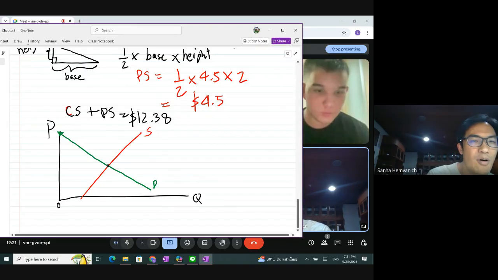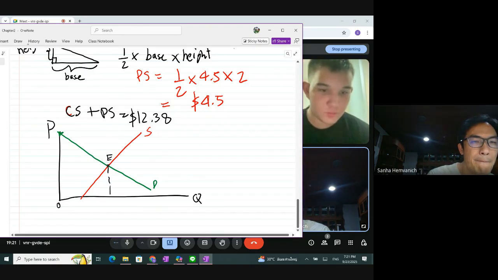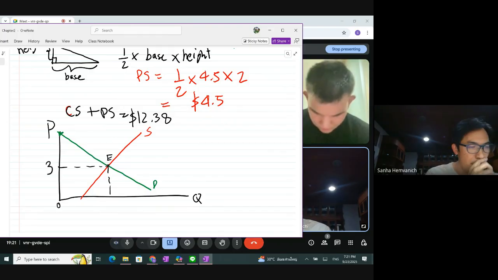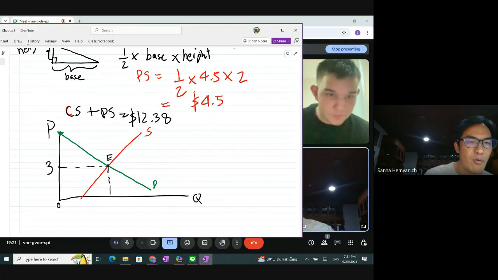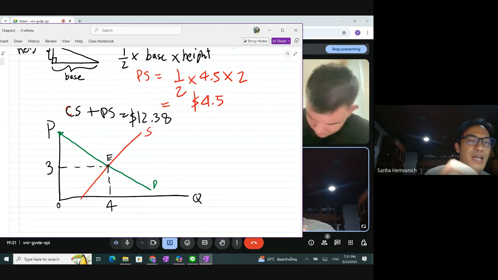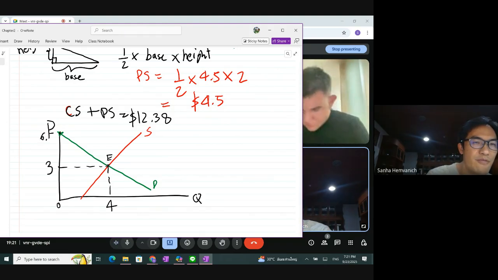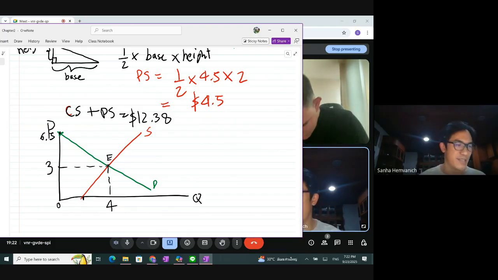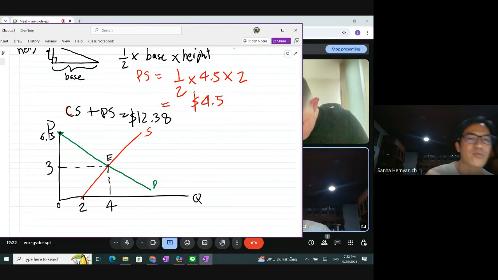So we have the equilibrium at this point E, and the equilibrium price is 3. The equilibrium quantity is 4. The intercept for the demand is at the price of 6.5, and the intercept of the supply curve with the horizontal axis is at 2.